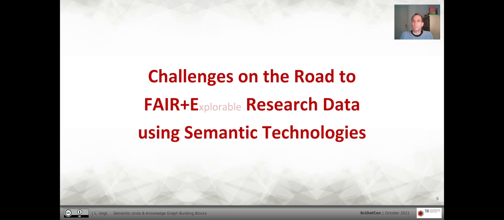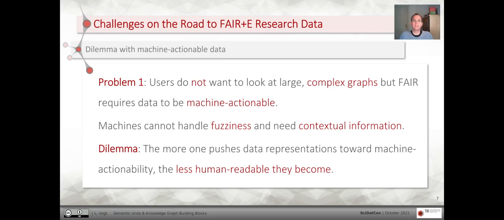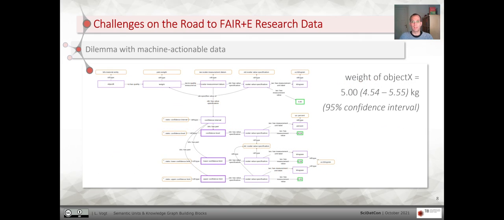Semantic technologies come with challenges, and FAIR+E, E stands for explorable. One of these challenges is that users usually do not want to look at large, complex graphs, but FAIR requires data to be machine actionable, and machines cannot handle fuzziness and need contextual information that humans often do not need because they can make it up for themselves. And that brings us to a dilemma: the more one pushes data representations towards machine actionability, the less human readable they become. And here's an example.